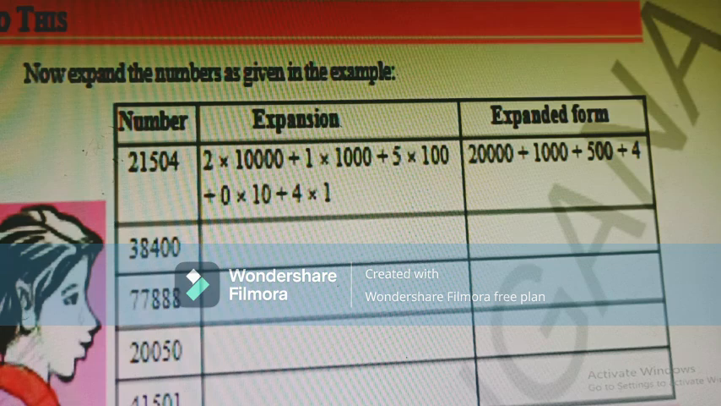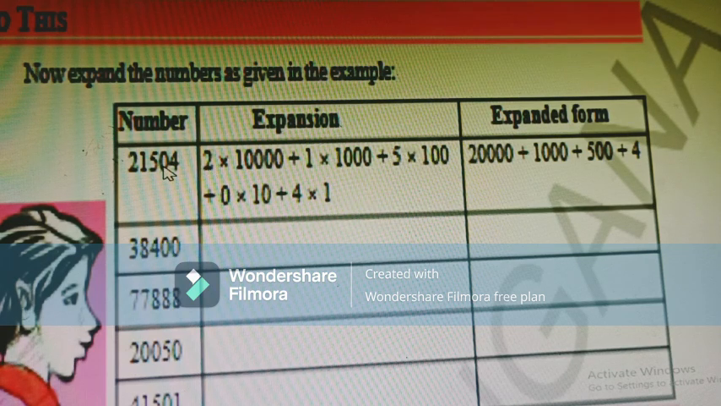First you write the place values. So place value of 4, what is that? Ones place, tens place, hundreds place, thousands place, 10,000s place. That's why 2 into 10,000. Next, 1 is which place? Thousands place. So 1 into 1000. Next, 5 is which place? Hundreds place. So 5 into 100.